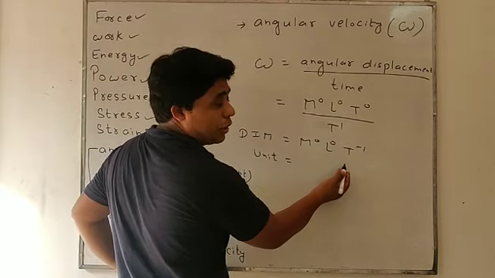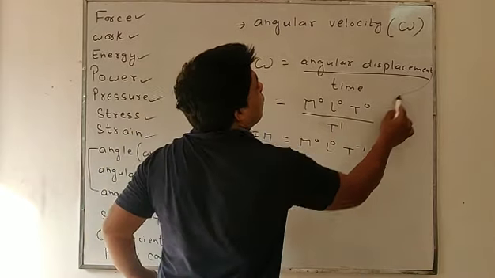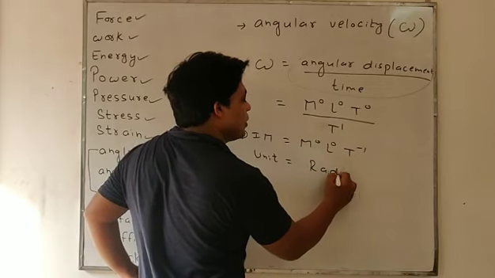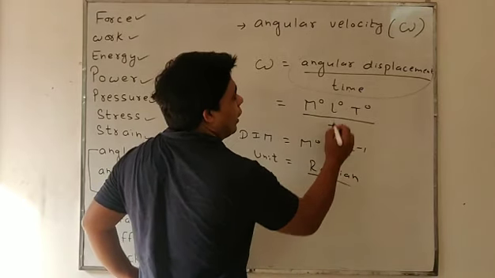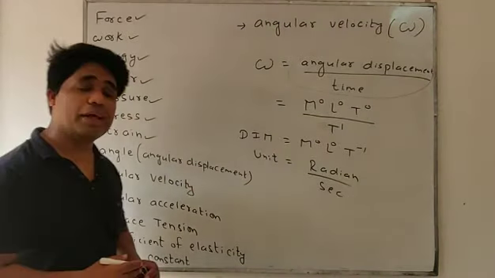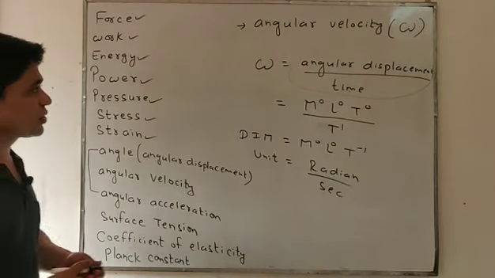And what will be its unit? No mass, no length. We can find it by that formula. Angular displacement, angle, we measure in radian, and time we measure in second. So its unit will be radian per second.